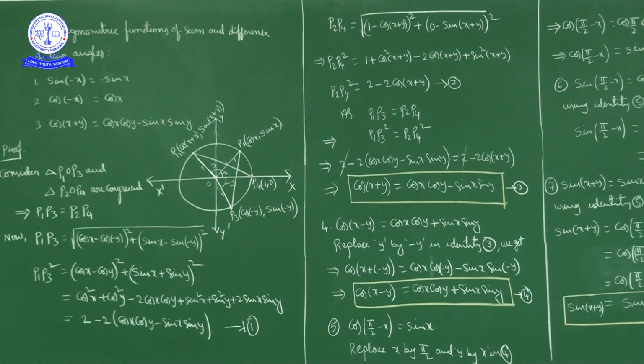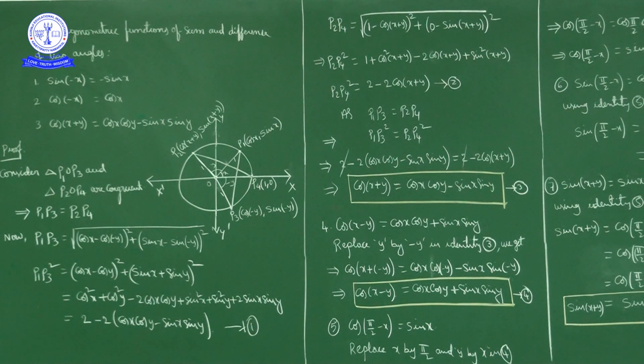Now, two triangles being congruent means three sides of one triangle are equal to three sides of the other triangle. So already we know OP2 is equal to OP1, OP4 is equal to OP3. So what we have is P2P4 is equal to P1P3. So P1P3 is equal to P2P4.